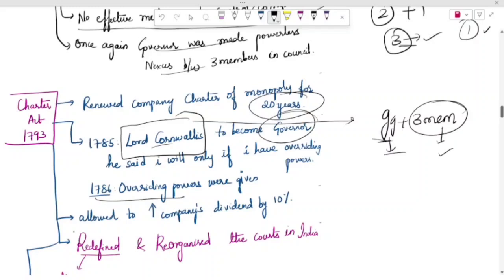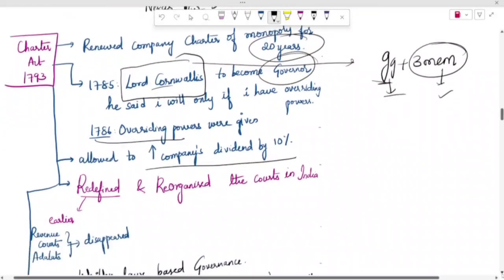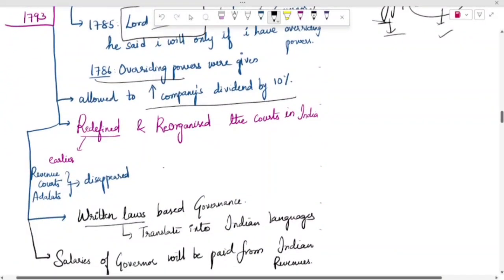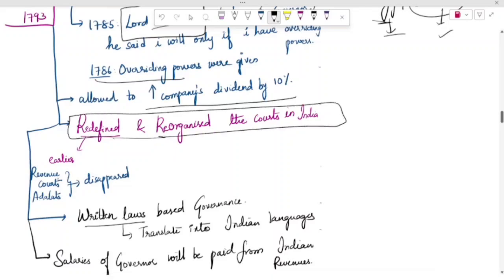Fine. And the Charter Act 1793 also allowed the company's profit dividend, or share, to increase by 10%. It also redefined and reorganized the courts of India. Earlier, in India we used to have revenue courts called adalats, and these adalats were abolished, and now everything will be taken over by courts in India established by the British.